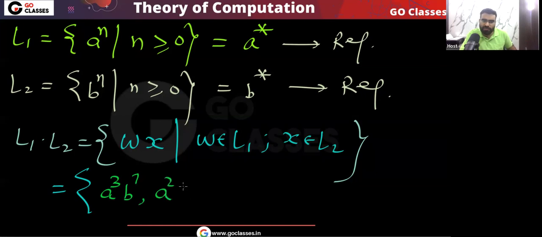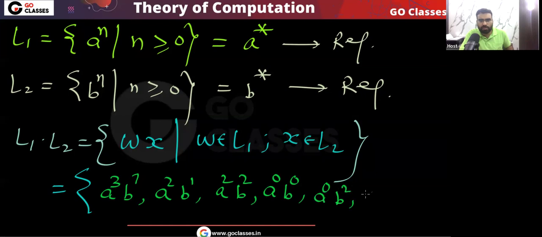You can take this string of L1, you can take this string of L2. You can take this also. Okay, are you getting my point? You can take a power 10, b power 100. This is also fine. Are you getting my point? What I am saying? So very simple point.